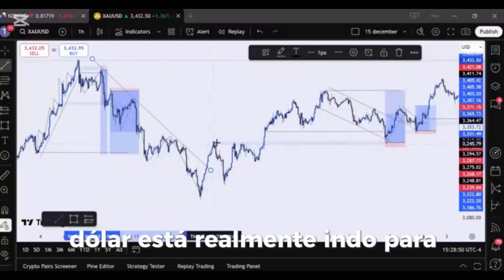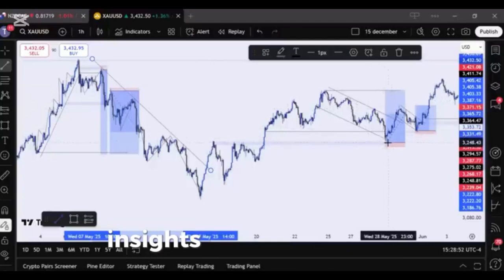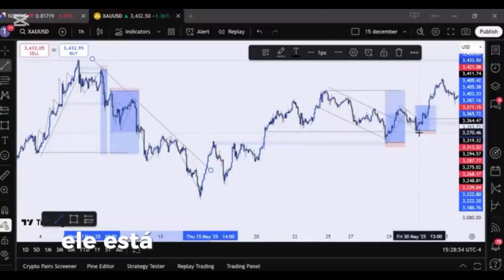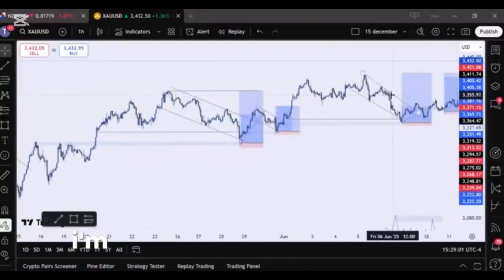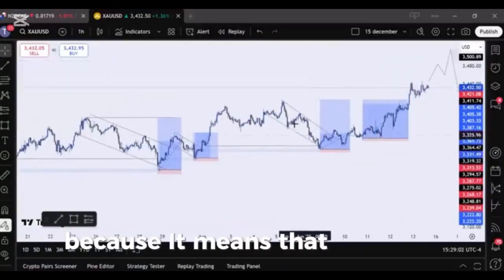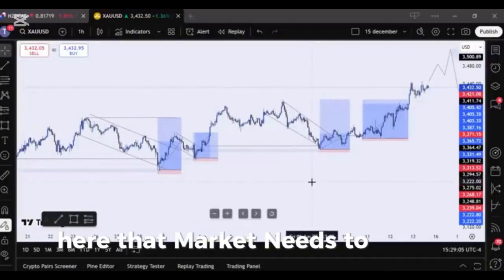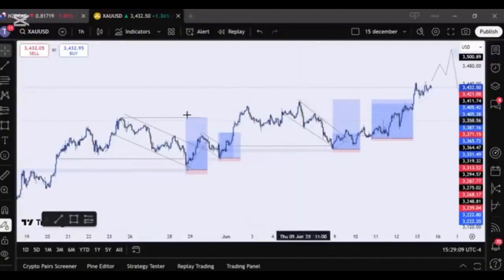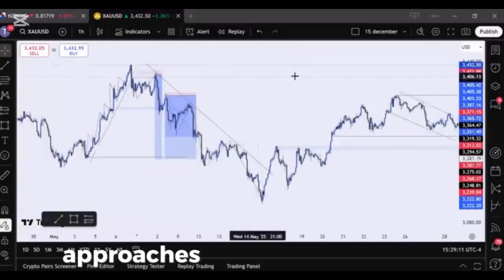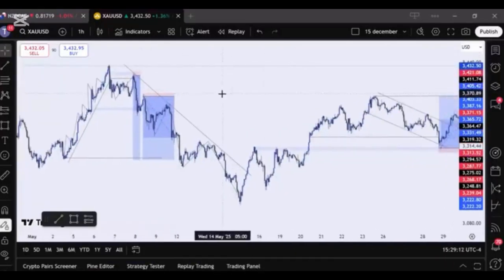If market approaches my breaker with a trend line liquidity, I'm more convinced to hold that trade. While it approaches this zone with trend line liquidity, I'm also more convinced to hold this trade. While it approaches this zone with trend line liquidity, I'm also convinced to hold this trade because it means that there are zones on the upside here that market needs to what? Clear. There's money laying on the upside of this chart that market needs to go and grab. So paying attention to how market approaches the point of interest will tell you the direction of the market.